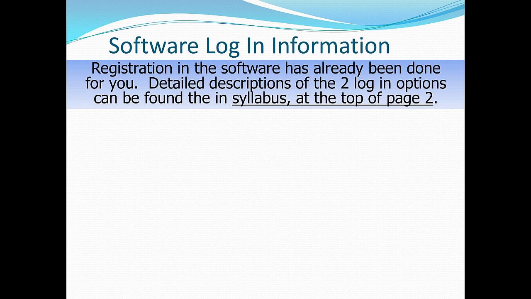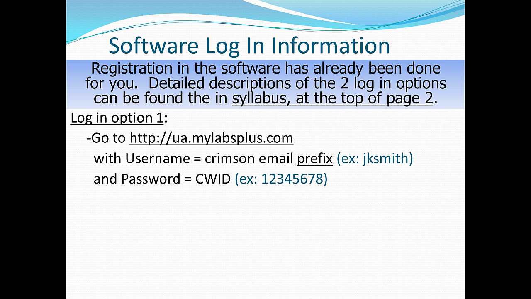That information is in your syllabus, but basically all you do is go to http://ua.mylabsplus.com and use your Crimson email prefix, in other words, the part before the @ symbol in your Crimson email address, as the username, and use your CWID as a password.